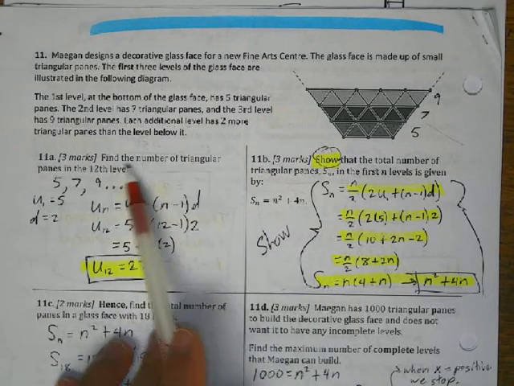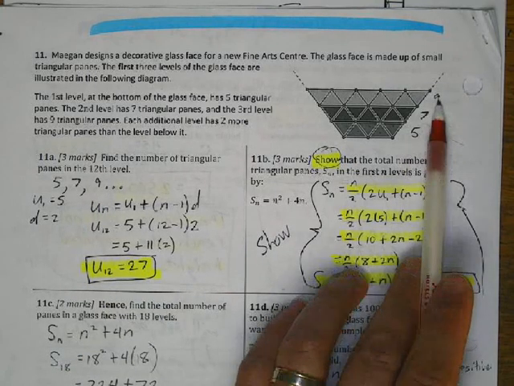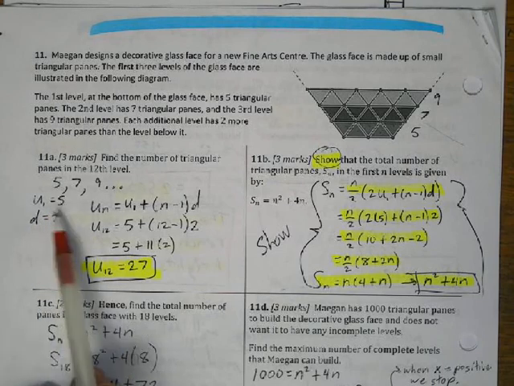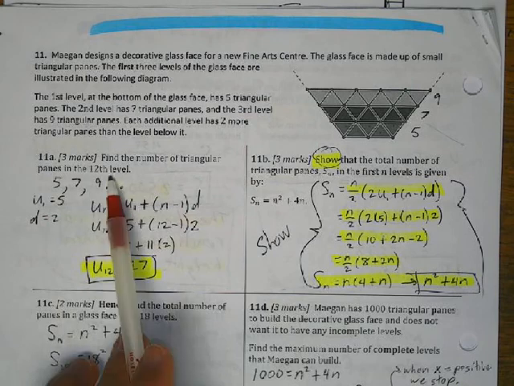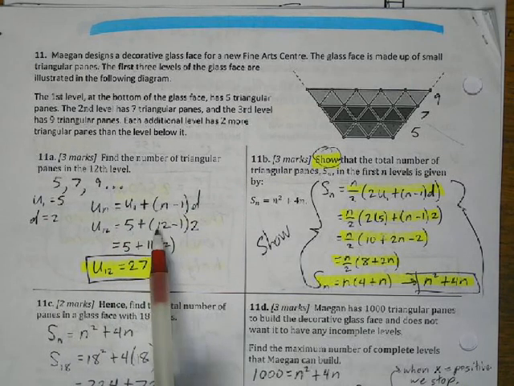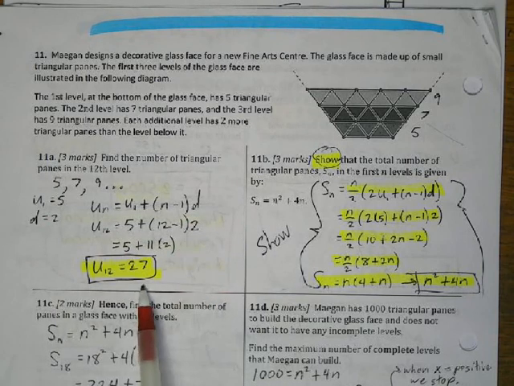So find the number of triangles in the 12th pane. Okay, so we keep adding 2 plus 2 plus 2. So we know our D value is 2. We know our first term is 5. So we can figure out how many triangles are in the 12th level by replacing U1 with 5, N with 12, and D with 2. We simplify this and we get 27 tiles.